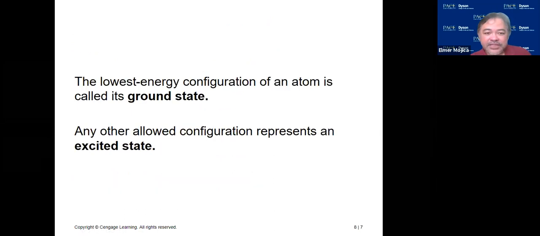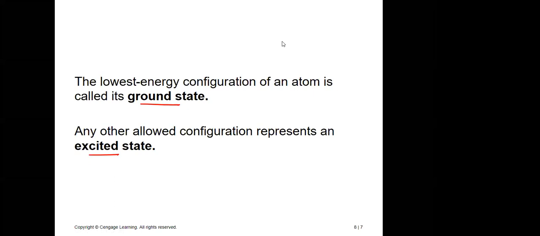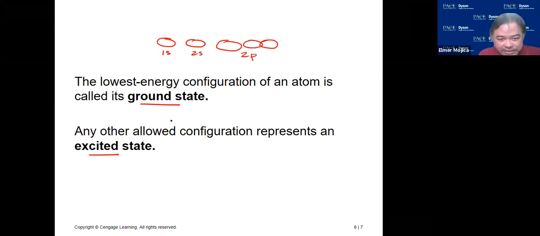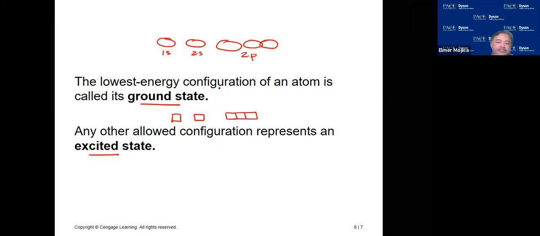Yes. Okay. So now we have the so-called ground state and excited state. What does this mean? Remember, we have the designation maybe like this, or you can make it square. Ground state is the lowest energy configuration of an atom. So that's a stable configuration.